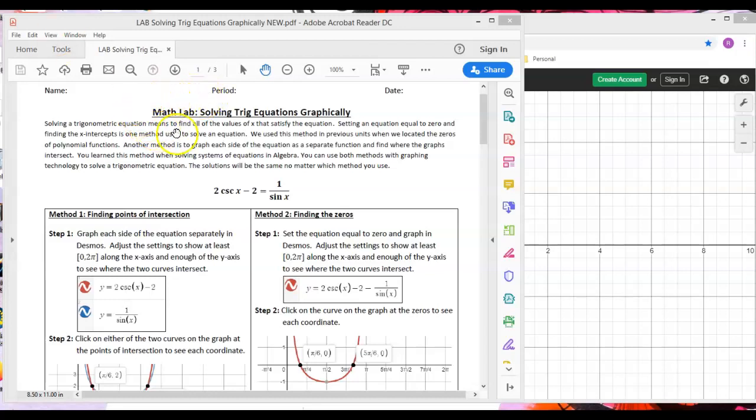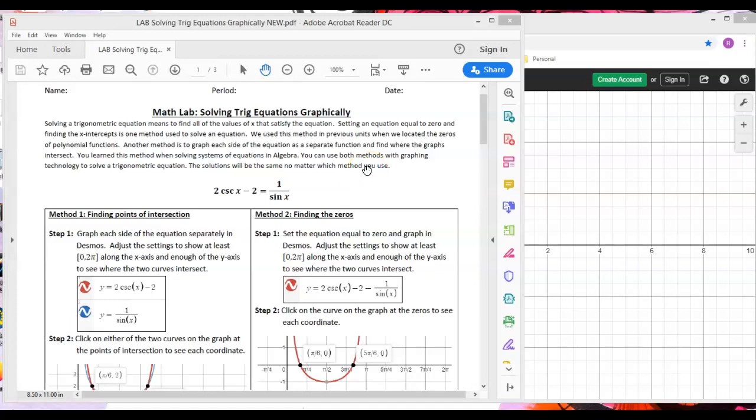So to help you get started in this math lab solving trig equations graphically, you can either print a copy and then sketch your graphs and write your answers in pencil and scan it in to upload, or you can open up this Word document copy that's in the assignment, and you'll be able to copy and paste your answers from Desmos into that Word document, save that file and upload that instead.